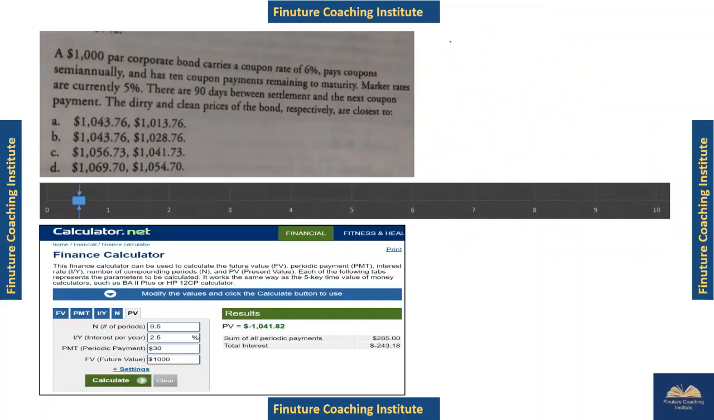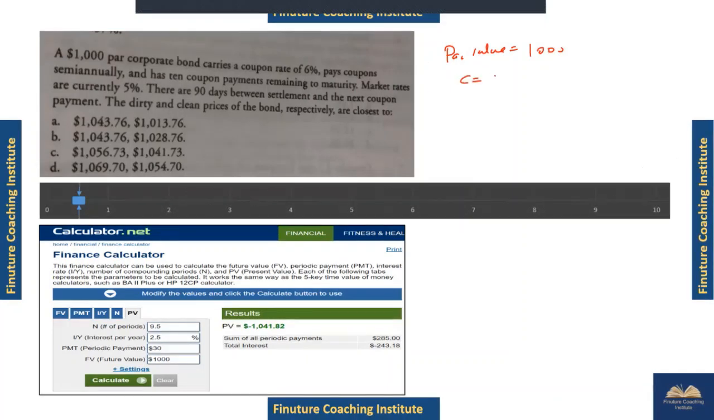And this is a bit tricky question. So just be focused so that you understand the concept right. The par value of the bond has been given as 1,000 and the coupon is 6%.